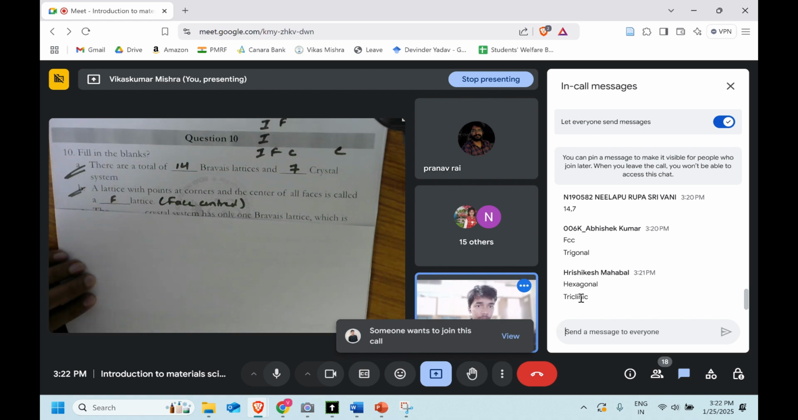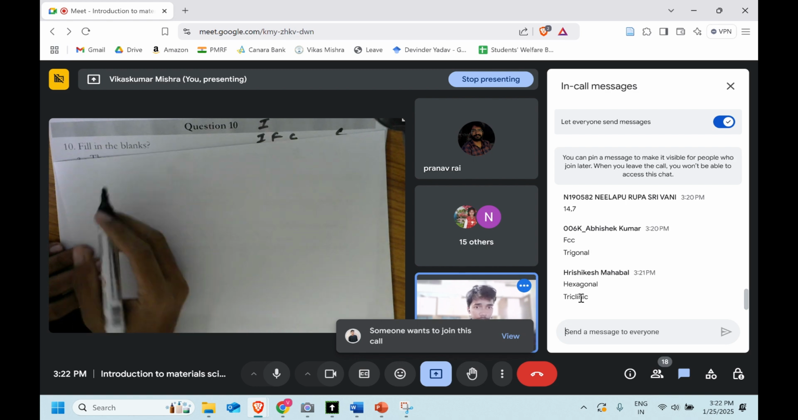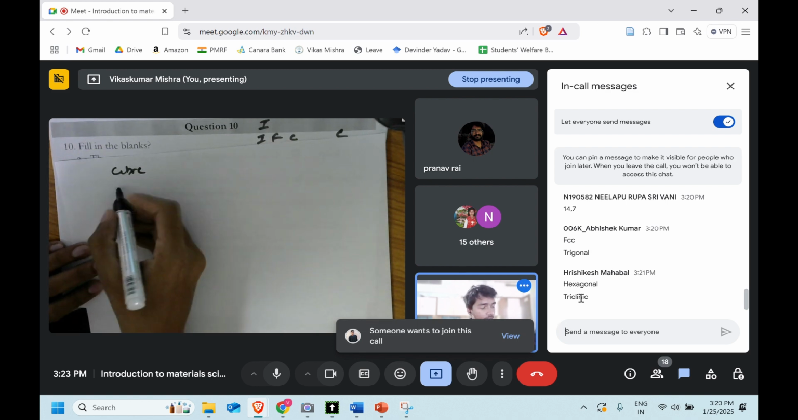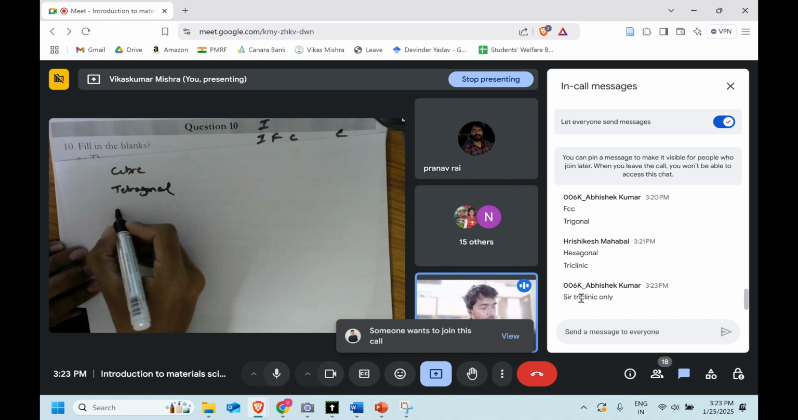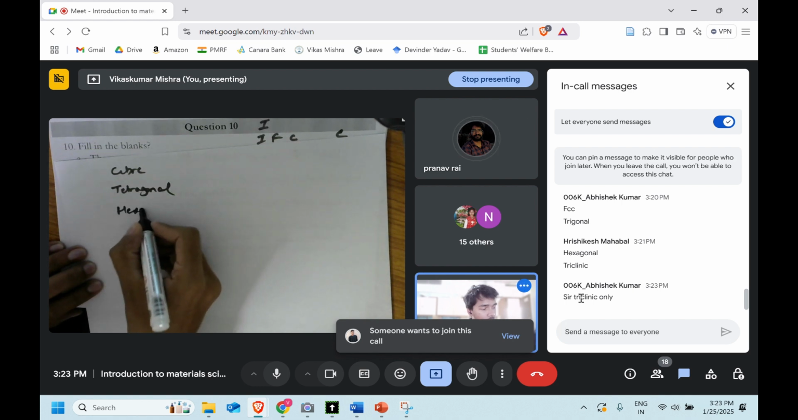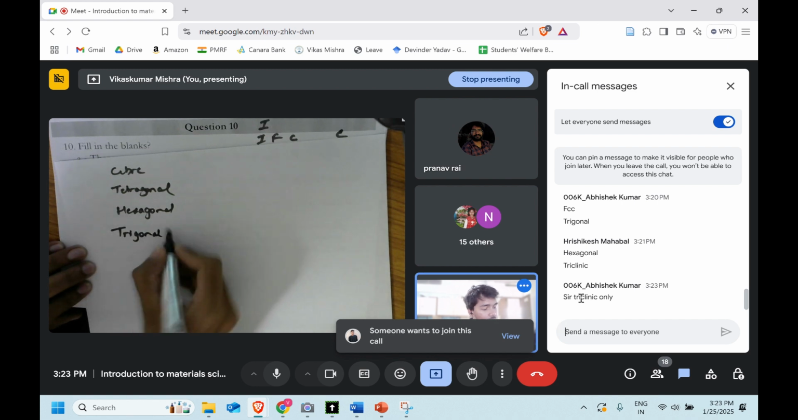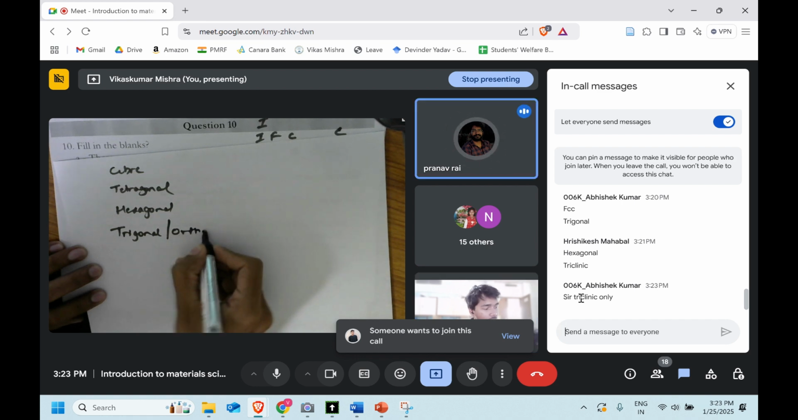So we know that the seven crystal systems consist of cubic, then we are having tetragonal, then we are having the hexagonal also. Then we are having trigonal, which is also known as orthorhombic. Yes, that's what I'm telling.